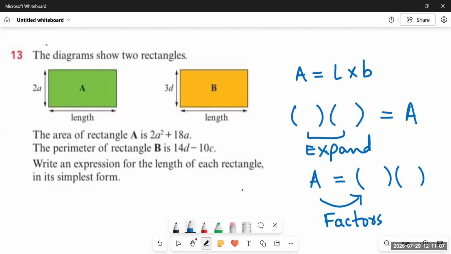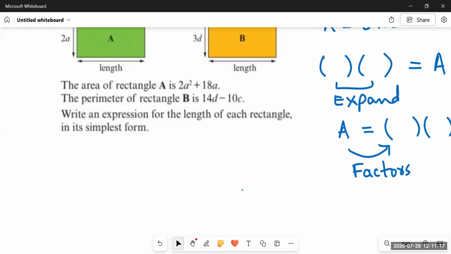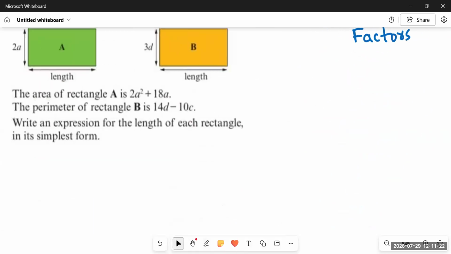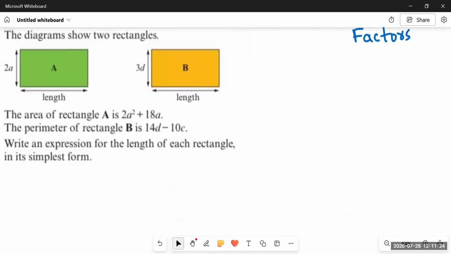If you are provided with the length and breadth of a rectangle, you have to expand to find out the area. But if the area is given for a rectangle, you have to factorize it to get the two dimensions, that is the length and the breadth.